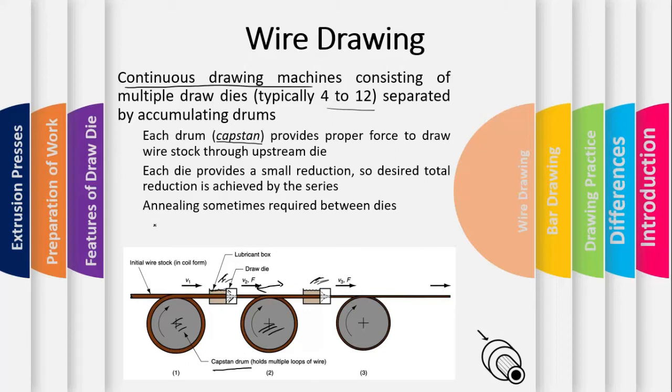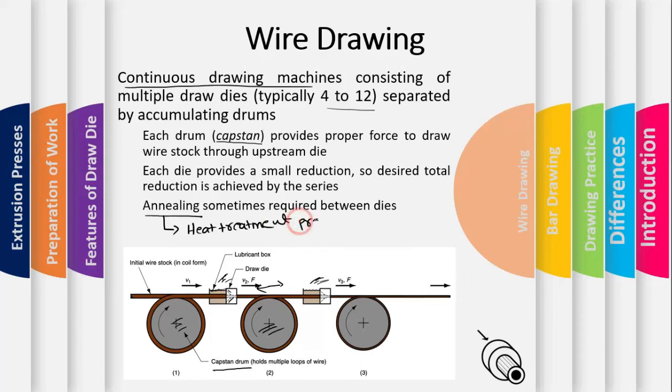There is a process called annealing. Annealing is sometimes required between the dies. So there might be a chance that between two dies there is an annealing process. What is annealing? Annealing is a heat treatment process.